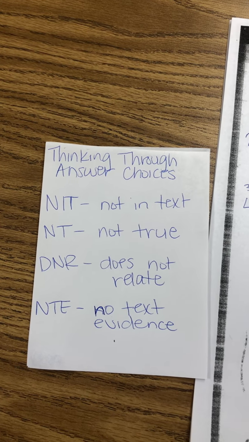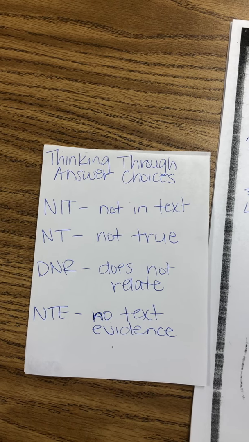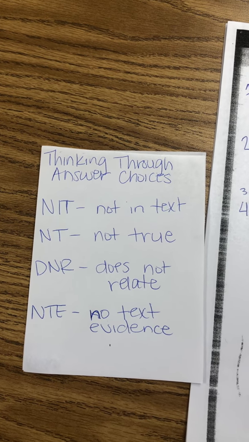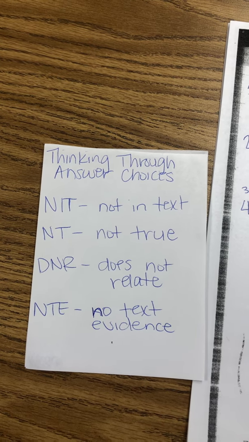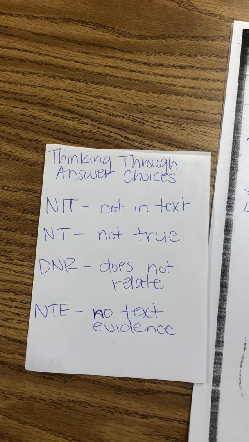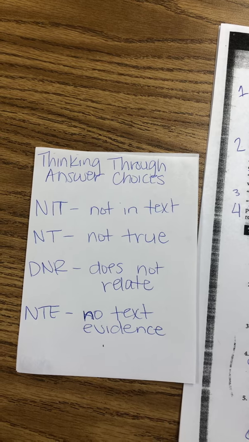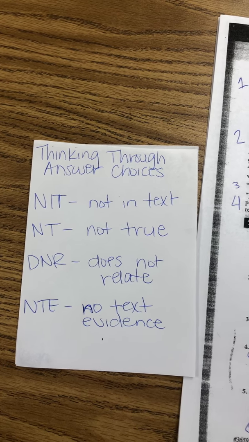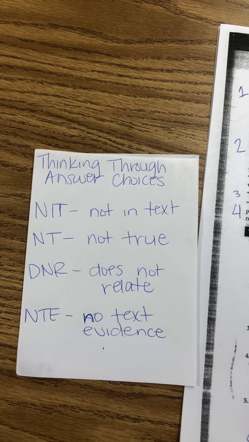The third strategy mark is does not relate. This one can be a little bit tricky because usually this answer choice comes directly from the text that you've just read, except it just doesn't relate to the question that's being asked. We're going to see an example of that in just a moment. So if an answer choice is in the text, then it's true, but it doesn't relate to the question being asked, you have to look back into the text to determine whether or not that's the case. And if not, then you would eliminate it.